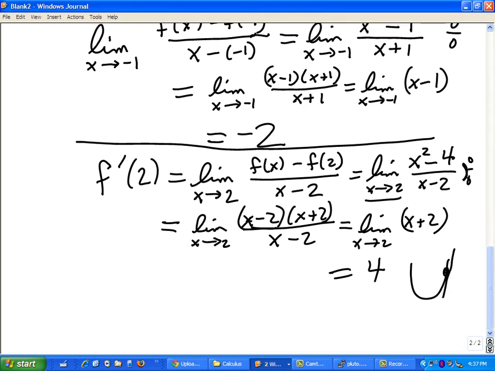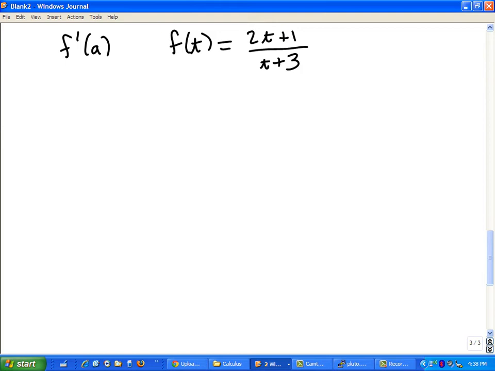We'll do them a different way this time. What about calculating f prime at a, where f of t is 2t plus 1 over t plus 3? Okay, this time we'll use the h formulation. So f prime at a. Oh, by the way, in this problem, they didn't tell us what a was. Big deal. We're just going to let it sit.